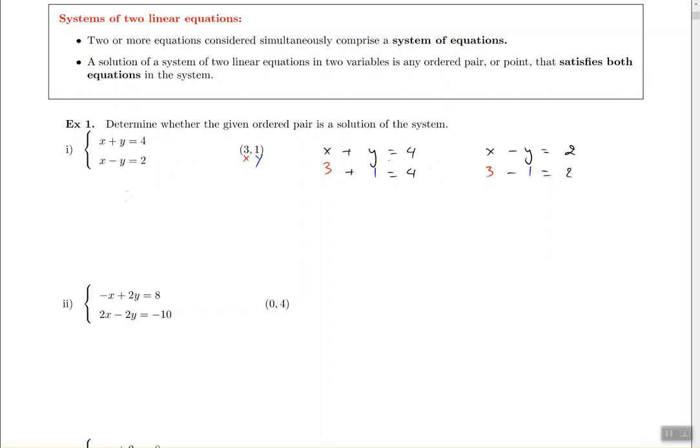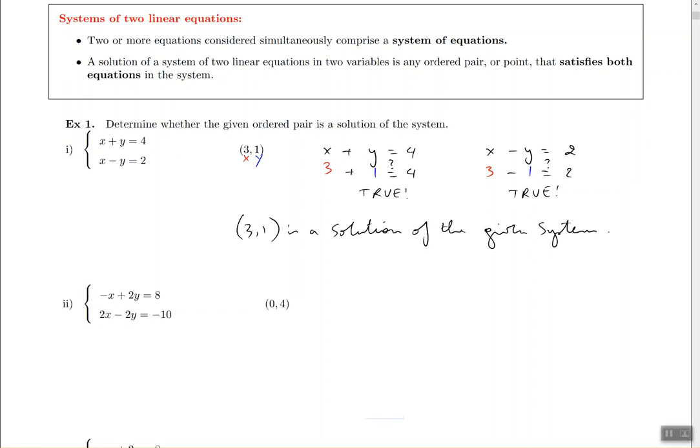So is it really true that 3 plus 1 equals 4? Yes, this is exactly true. What about 3 minus 1? Is that really equal to 2? Yes, this is true. So what does that mean? That means that (3, 1) is a solution of that system.